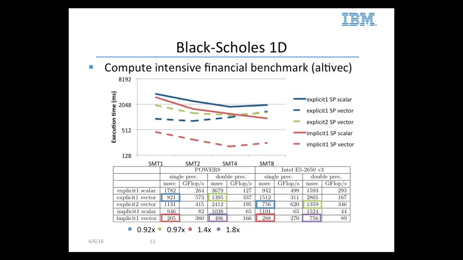So our first benchmark is a Black-Scholes 1D benchmark. It's some very primitive form of a financial computation. And we evaluate simple scalar code, which is the continuous lines. And then we actually developed some manually vectorized code using LTVEC, which basically is a wrapper for the 128-bit vector registers.